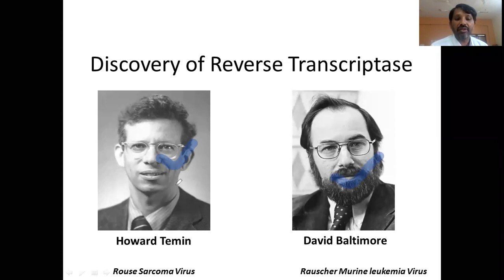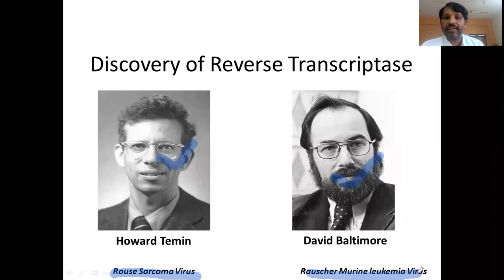Howard Temin discovered the reverse transcriptase activity from Rous sarcoma virus, whereas David Baltimore used the Rauscher murine leukemia virus. From that he discovered the reverse transcriptase activity. These two people published their results and observations in the journal Nature in 1970.